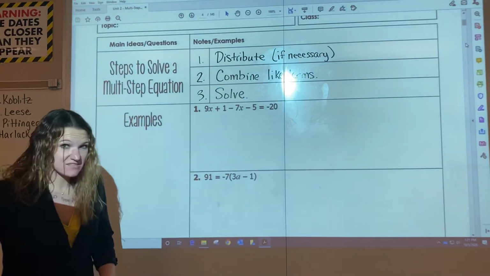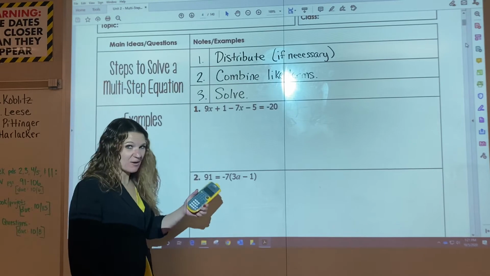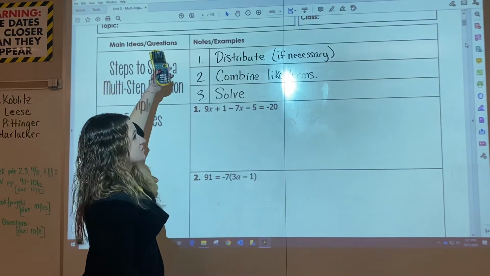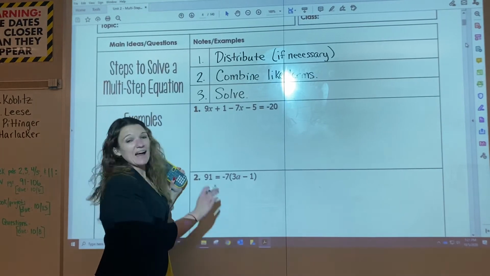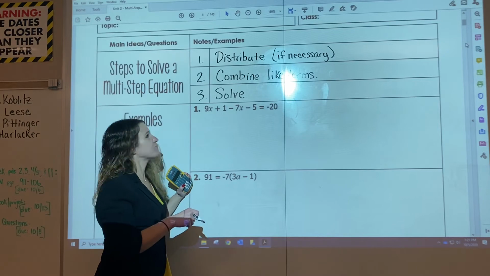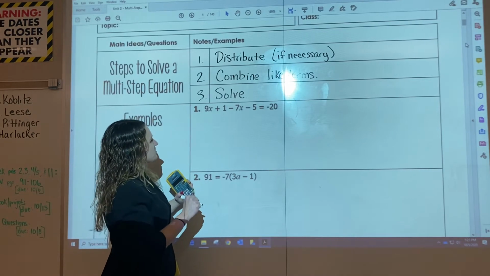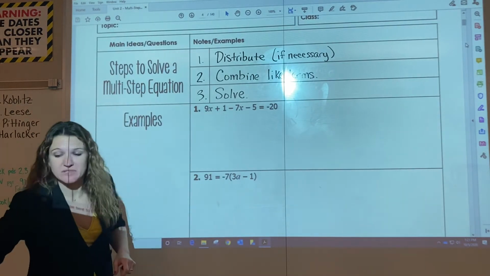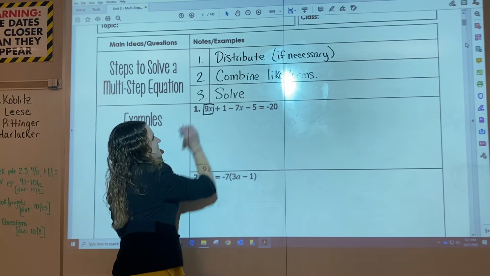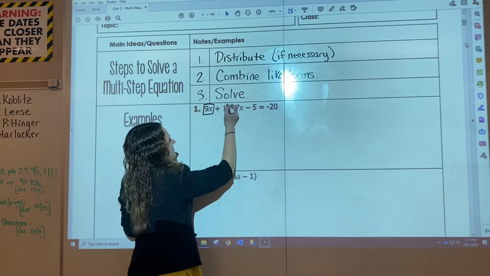As always, I have my trusty calculator right here to help me with anything I'm going to need. So my first step tells me to distribute if necessary. I don't see any parentheses here, don't need to distribute. On to step number 2, combine like terms. I definitely see some like terms here. I have a 9x. I have this negative 7x.